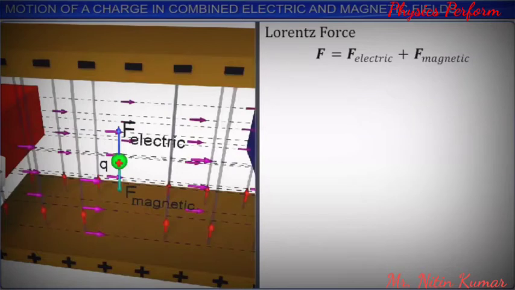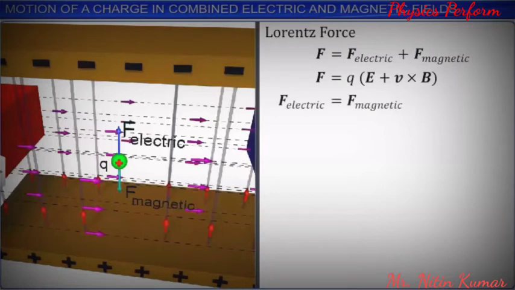Thus, the total force experienced by the charged particle, F, is equal to Q into E plus V cross B. If the magnitudes of electric field strength and magnetic field strength are adjusted such that the magnitudes of the two forces are equal, then the net force acting on the charged particle is 0.